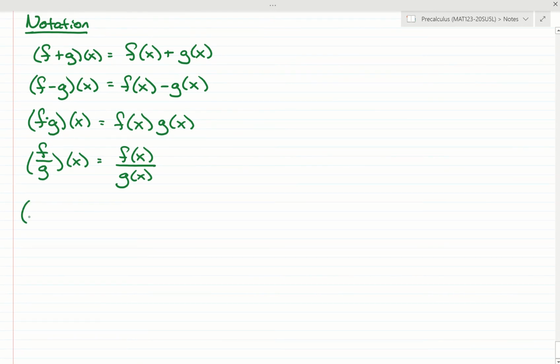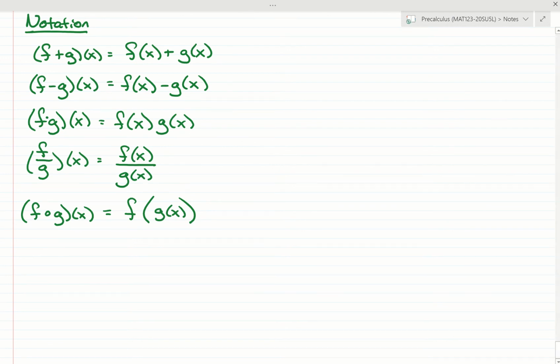And then the last thing is if we see f with an open circle g of x, please don't ever say fog. That's really bad. This just means you take f of x, but inside of f of x, instead of the x there, we're going to put g of x. And we'll see examples with that. All right, so let's get started.